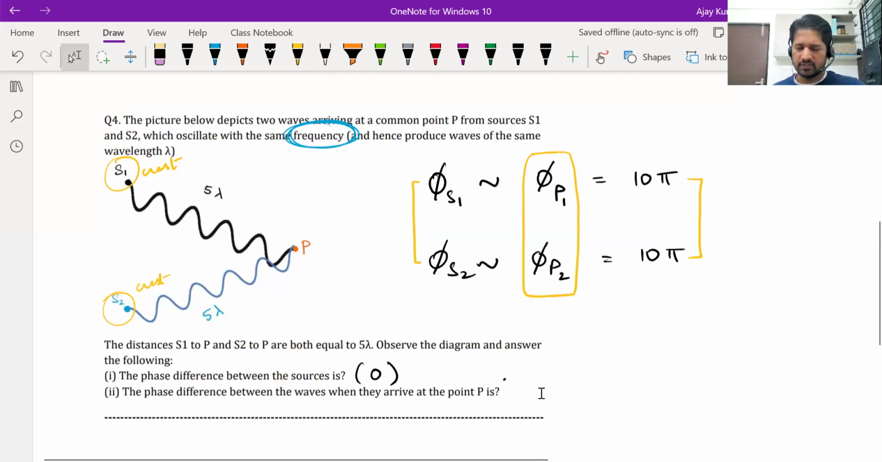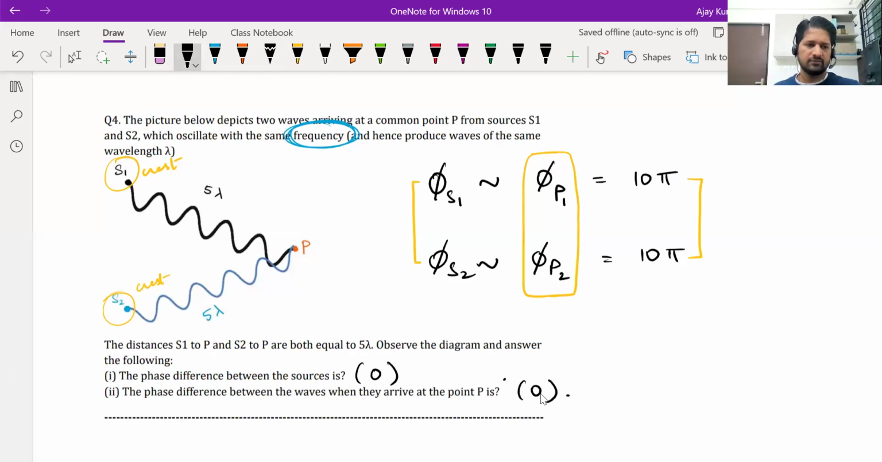So what's the phase difference when they arrive at point P? The answer is 0 again. They arrive there at the same phase. And you can see in the diagram also, the crest from S1 has arrived there. At the same time, the crest from S2 has also arrived there.